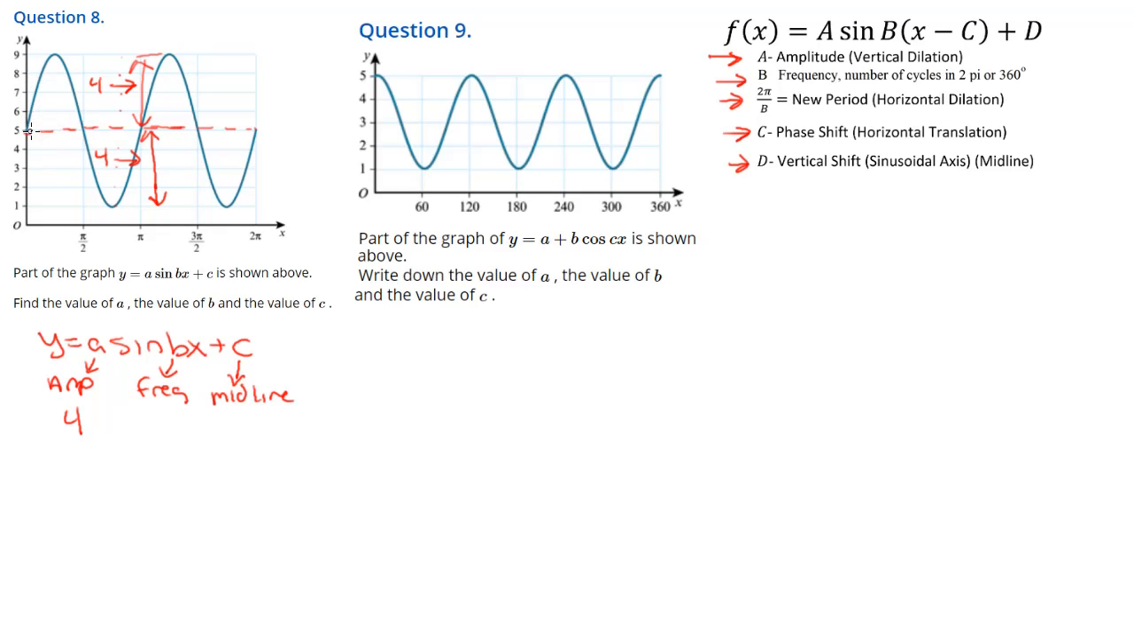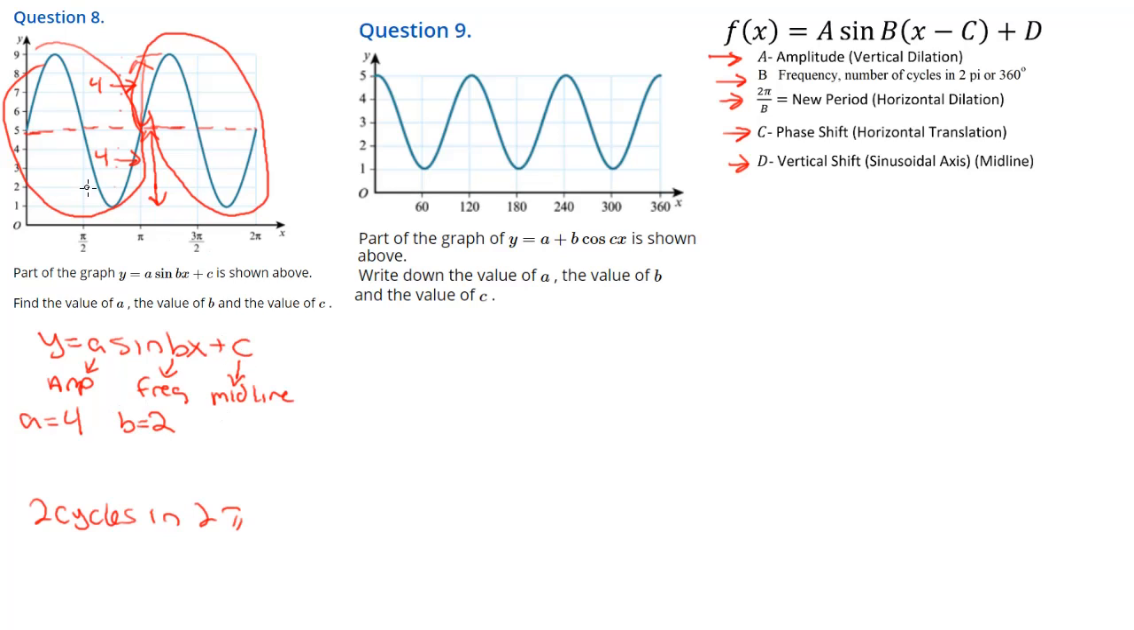And then frequency. Well, that's the number of cycles that happen in a 2 pi time frame. So there's 1 cycle, there's 2 cycles. The frequency must be 2. And now I've got all the information I need because I've already found out that the midline was equal to 5. But C is going to equal 5.